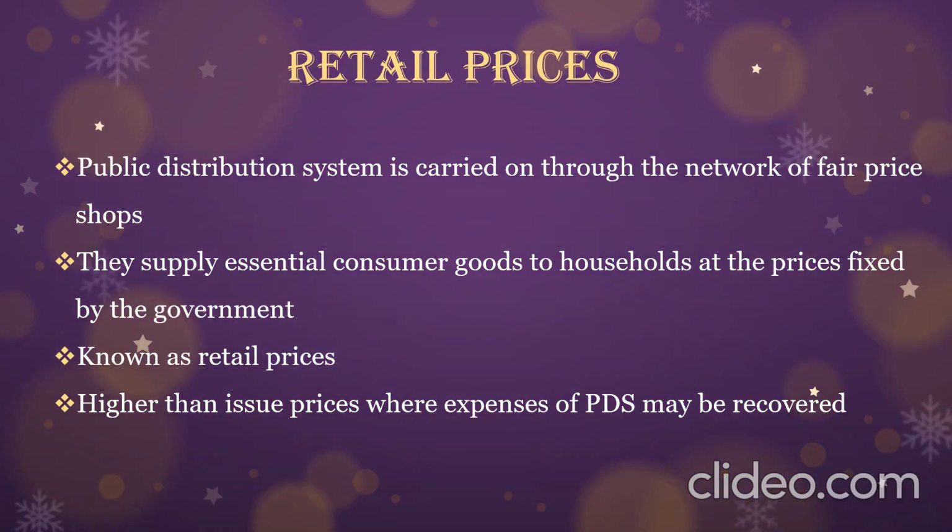Next comes the retail prices. The public distribution system is carried on through the network of fair price shops known as the ration shops. These shops supply essential consumer goods to households at the prices fixed by the Government of India. These prices are known as retail prices. These retail prices are normally higher than the issue prices so that the expense of the public distribution system may be recovered and the licensees may get a certain margin.